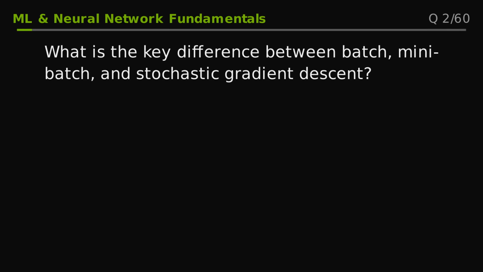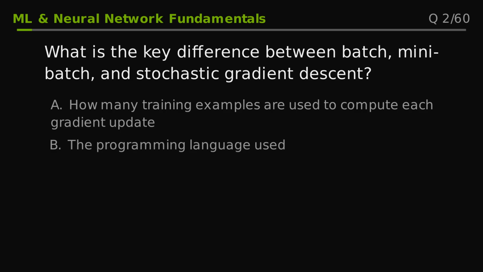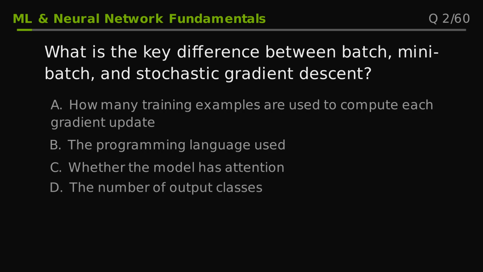Question 2. What is the key difference between batch, mini-batch, and stochastic gradient descent? Option A. How many training examples are used to compute each gradient update. Option B. The programming language used. Option C. Whether the model has attention. Option D. The number of output classes.